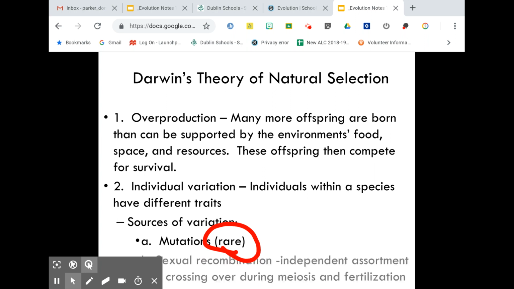A little bit more common is sexual recombination, and that happens in a variety of ways: through independent assortment during meiosis, crossing over during prophase 1 of meiosis, and then just the process of fertilization as it is. Remember, fertilization is an egg from one individual being fertilized by sperm from another individual, and that combination provides variation within a population.